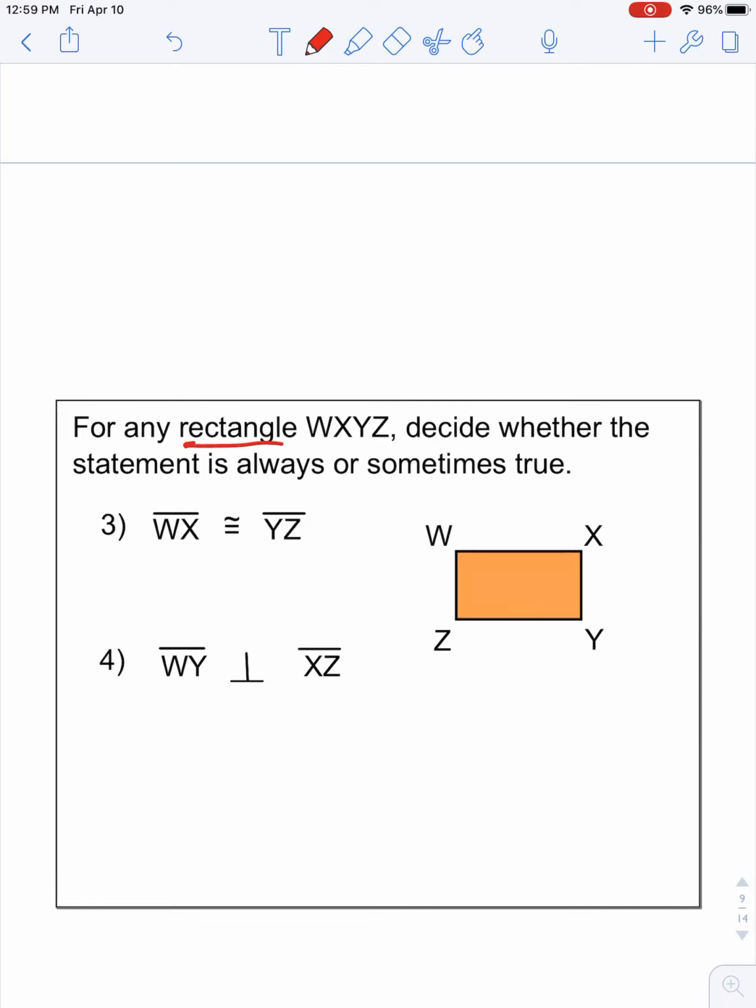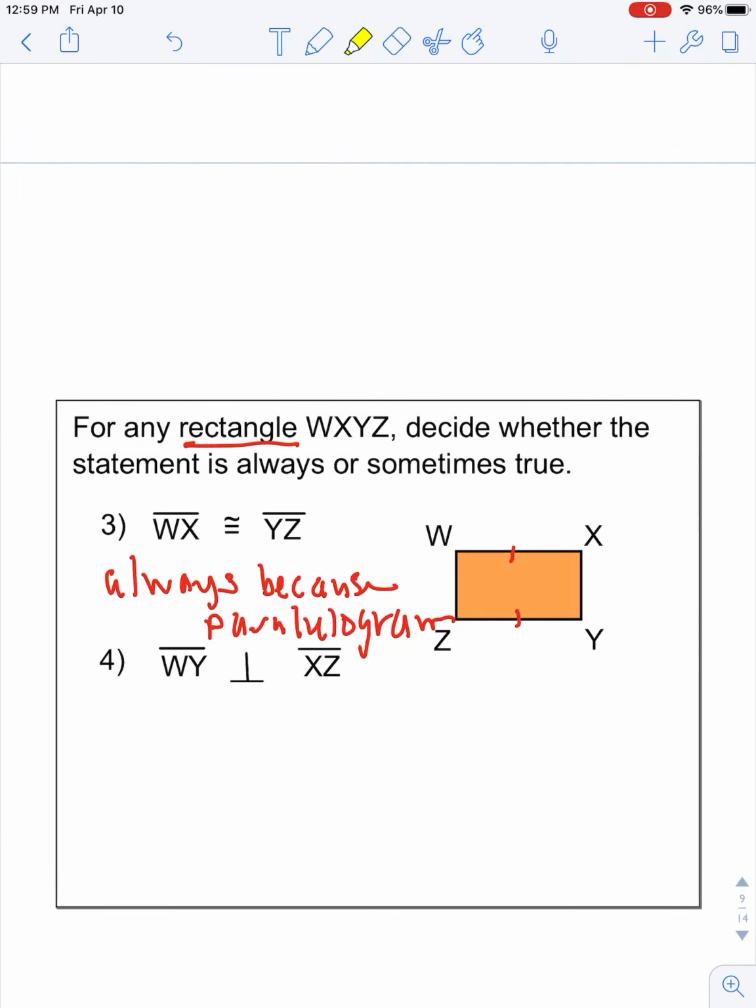So for any rectangle, again, we're told it's a rectangle, so we know that it's a parallelogram. Decide whether the statement is always or sometimes true. So now we want to know, is WX going to be congruent to YZ? That will always be true, because again, it's a parallelogram, and that's one of the four properties of parallelograms. So now we'll look at the next one.